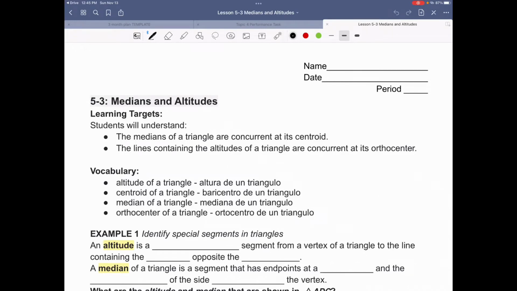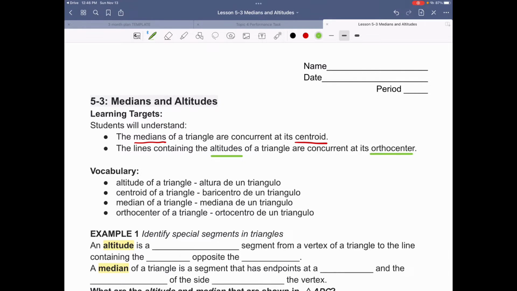Today we're learning lesson 5-3, medians and altitudes. Our learning targets are students will understand the medians of a triangle are concurrent at its centroid. So you want to think medians and centroid. The other thing that you will understand is that lines containing the altitudes of a triangle are concurrent at its orthocenter.